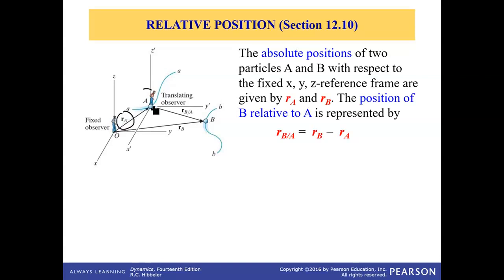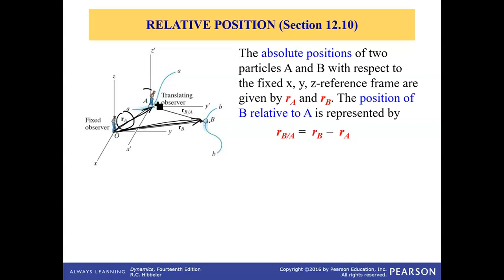So vector RA is the position of A relative to absolute point O. And then there is another particle here which is traveling along a curved path, and the absolute position of that particle relative to O can be written as vector RB. So this is the absolute position of A, and this is the absolute position of B.